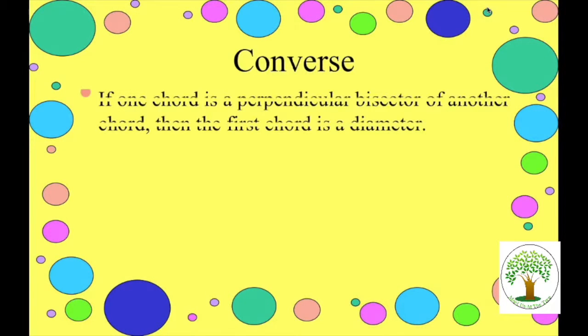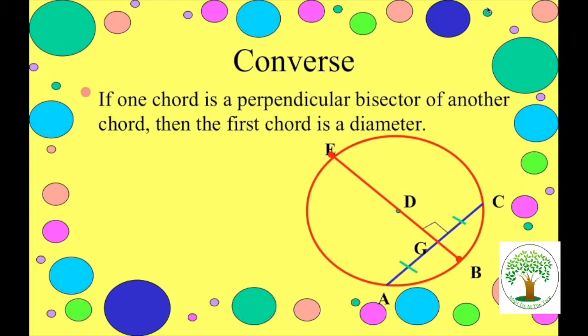Your converse is also true. So, basically, if one chord is the perpendicular bisector of another chord, then the first chord is the diameter. So this is what we're going to use today.